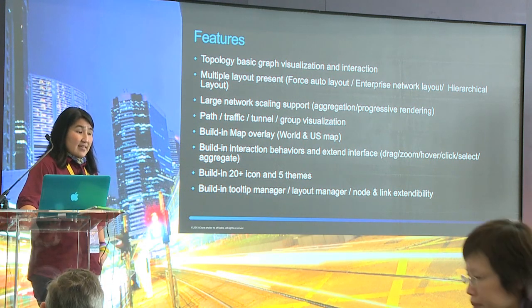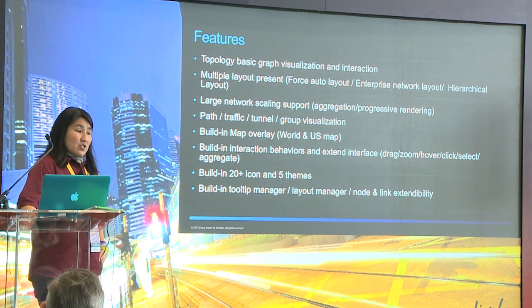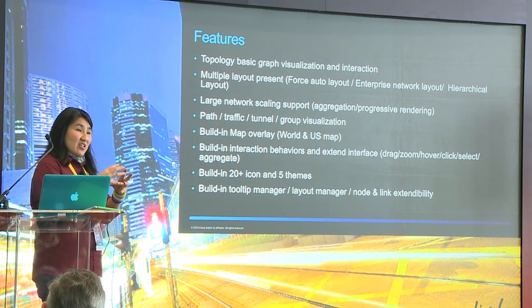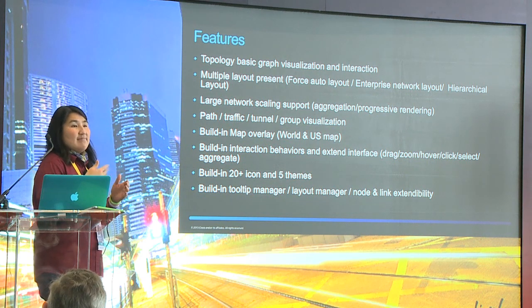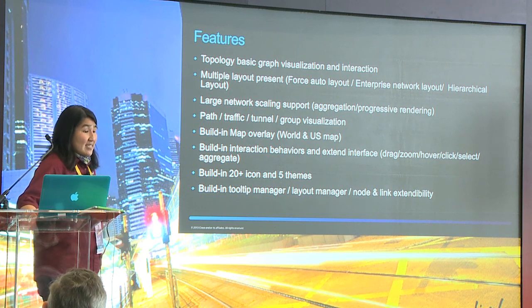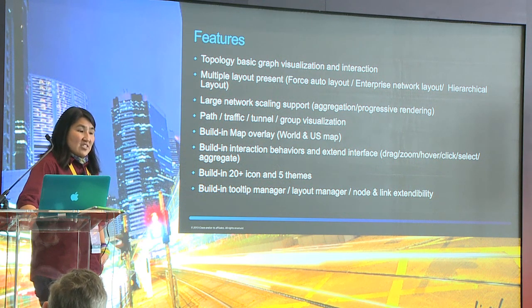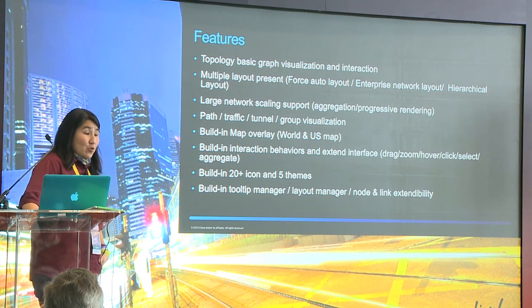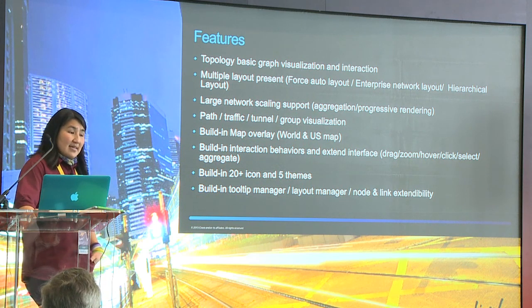Large network scaling has been really key there. That lets you do things like aggregation and expansion of nodes, as well as progressively rendering the screen. Otherwise, if you try to show everything at once, it can really get bogged down. So there are a lot of accelerations that we're adding there. You can also look at paths, traffic, tunnels, and group visualization, and build in the map overlay for world maps, US maps, and so on.